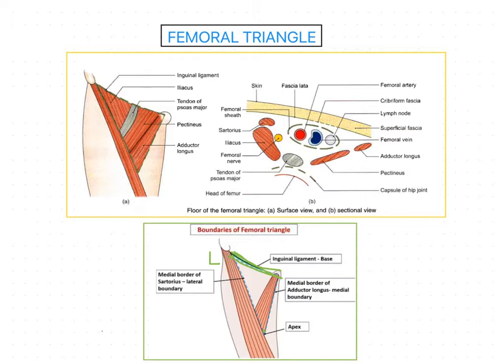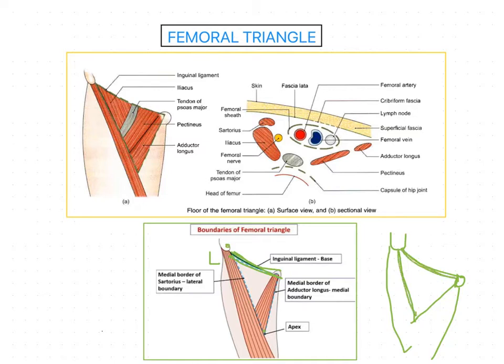From where to where is this inguinal ligament attached? From the anterior superior iliac spine to the pubic tubercle. So up to here this inguinal ligament is present. From there you can find the thigh. So below this inguinal ligament you can find the femoral triangle. So superiorly, the base is formed by the inguinal ligament.